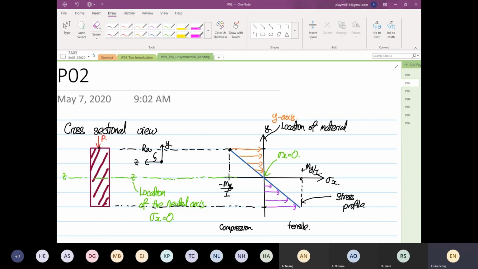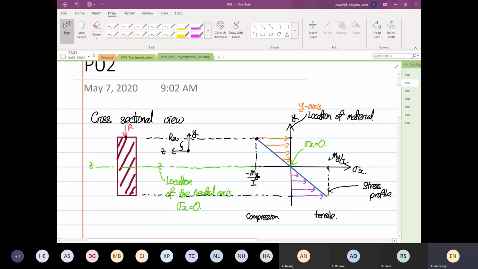I believe this is just a recall from your 2P, right? In 2P, I believe Dr. Koshi will have taught you how to draw a stress profile, the cross-sectional view stress profile, and define what is a neutral axis. So far, any questions, please?